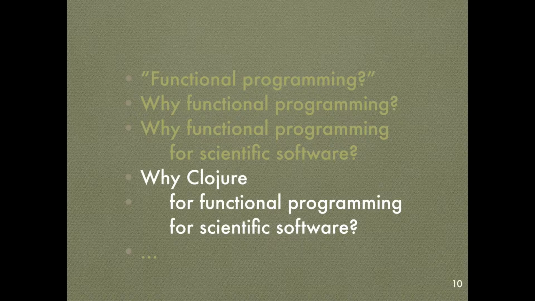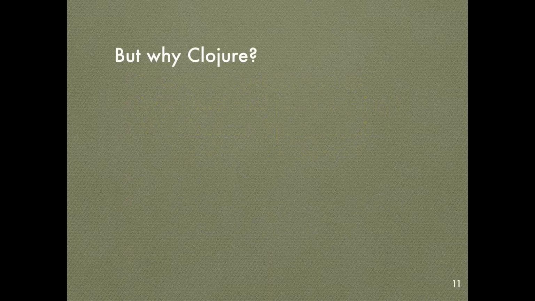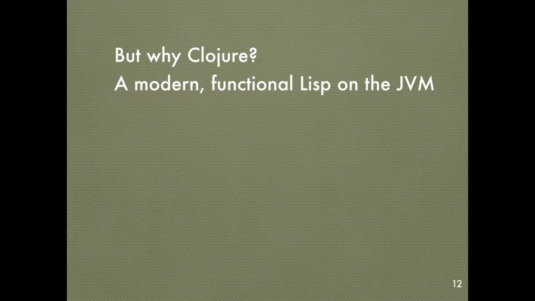So why Clojure? If you buy all of those arguments, why do it with Clojure in particular? There are various options for functional languages. And I should say, it's kind of a loose approach. You can do functional programming in different languages that are not functional languages inherently, but functional languages make it much easier. So Clojure is a modern functional Lisp on the Java virtual machine. And I'll try to unpack every part of that a little bit. It's kind of a dense definition, but every part of it matters in terms of why choose Clojure.